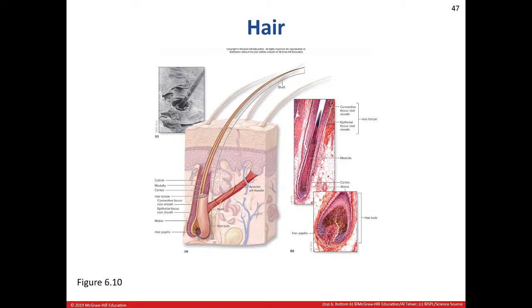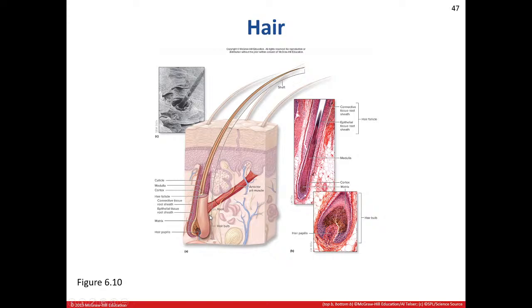All right, so here we can see the root itself. The deepest portion is the hair bulb. Okay, this middle portion is the root, and the root runs from the bulb up to the skin surface. And then outside of the skin, we have the hair shaft. Okay, the hair shaft is the portion that we can see from the outside.